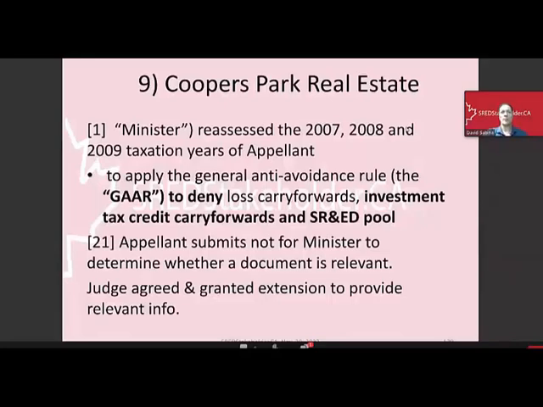Cooper's Park Real Estate is one related to GAAR. I'm not really looking at it, but basically what happened is the company was denied some of the claims, probably because of same or similar business or whatever, and they didn't provide information. The judge felt that, hey, there was a big fight with CRA and ultimately gave him the right to continue that.